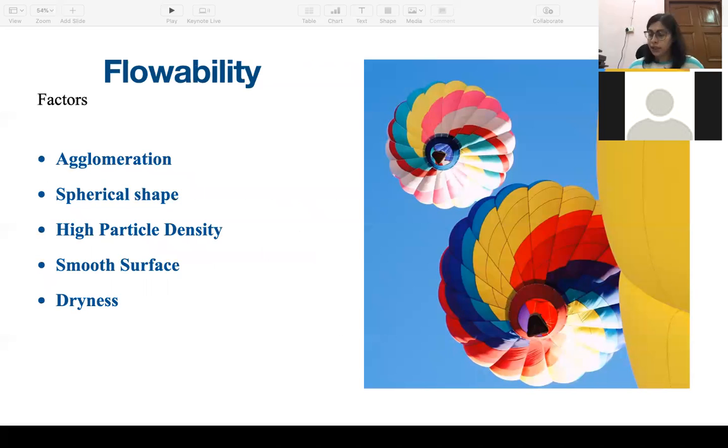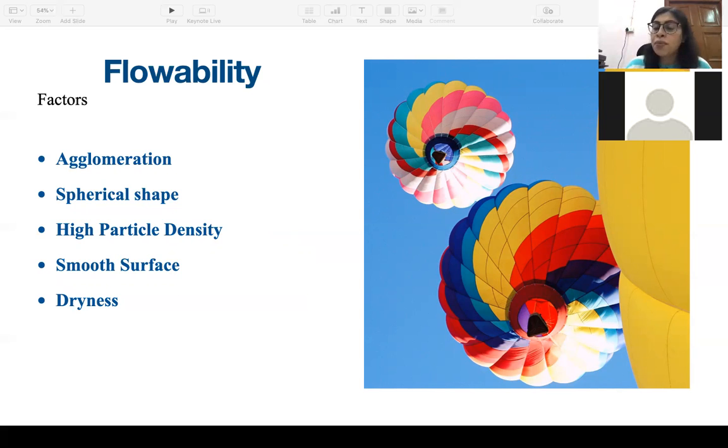Then comes flowability. Now, what do you understand by flowability? It comes from the term flow. So flowability is how smoothly a product runs within a given system. You have a system and you have to see how smoothly that powder flows within it. That depends upon flowability. Now flowability depends upon certain factors such as agglomeration, spherical shape, high particle density, smooth surface, and dryness. So we'll take each and every point separately.